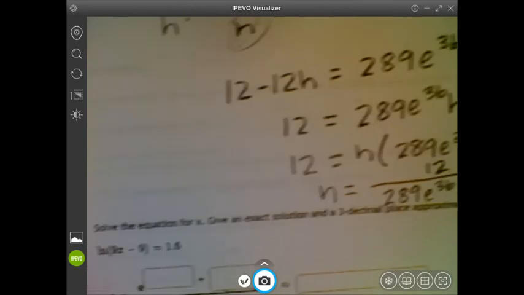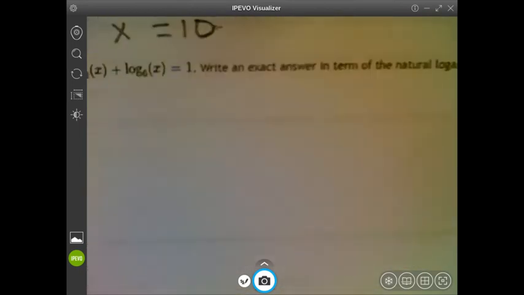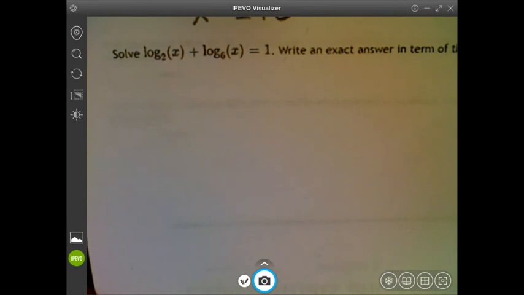All right, two more for this section. So we have this one. It says solve log base 2 of x plus log base 6 of x equal to 1. And then it says, not just solve, it says write an exact answer in terms of the natural logarithm. And so that's kind of an interesting thing there. Write it in terms of the natural logarithm.